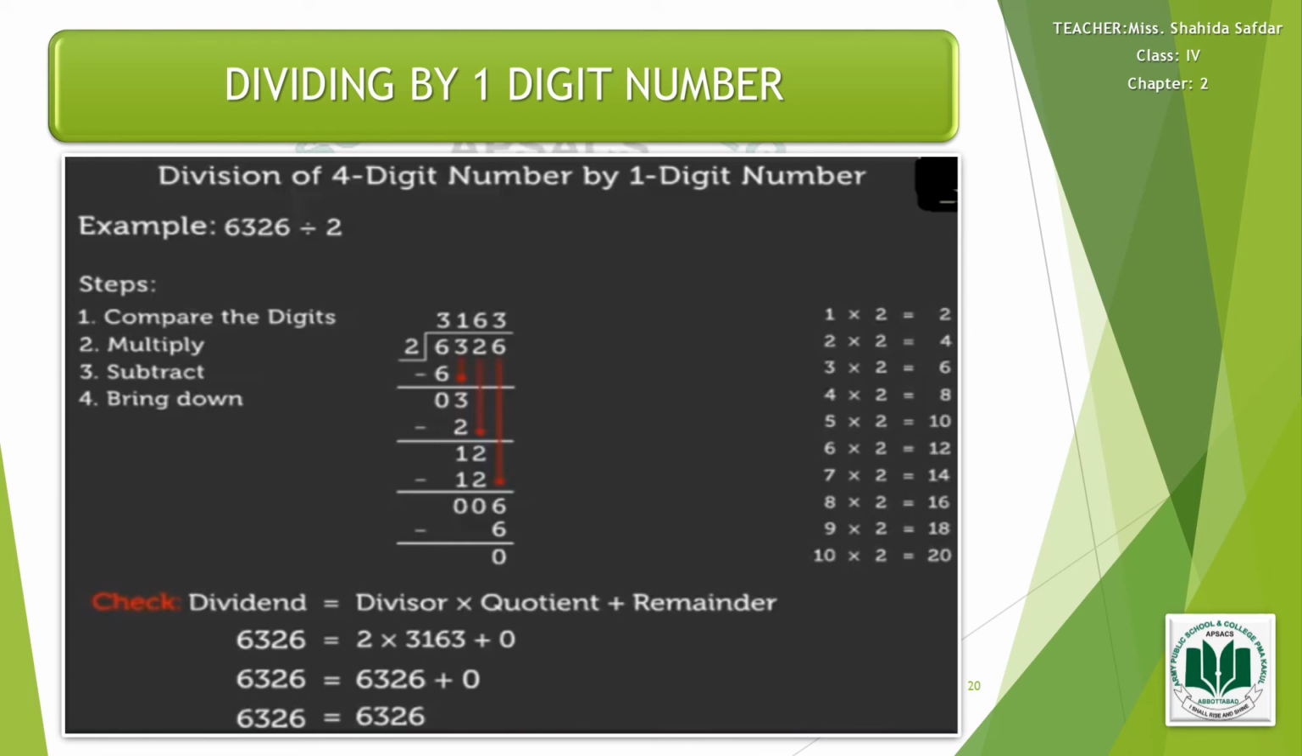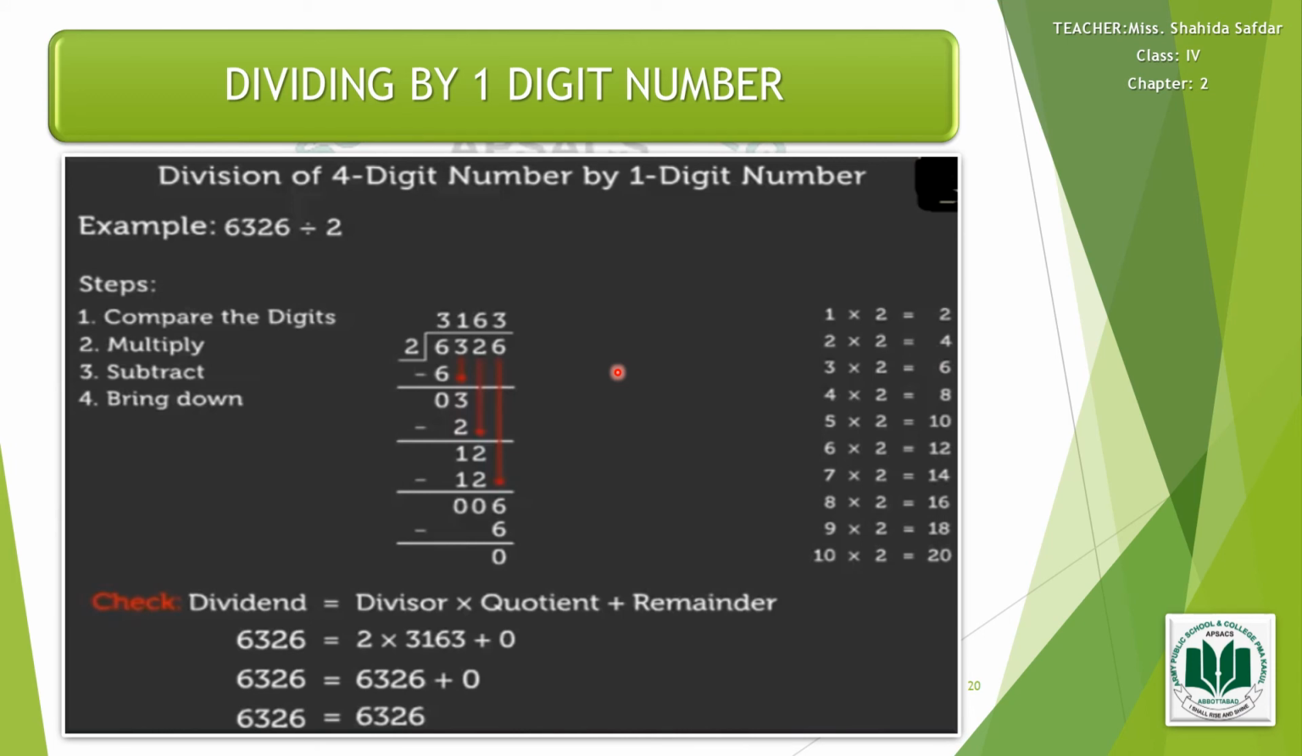We start by comparing digits in the thousand place. The digit in the thousand place is 6. That is greater than 2. So 6 can be divided by 2. Here we use the table of 2 such that the product is equal to or less than and nearest to 6. As you can see here, 3 multiplied by 2 equals 6.